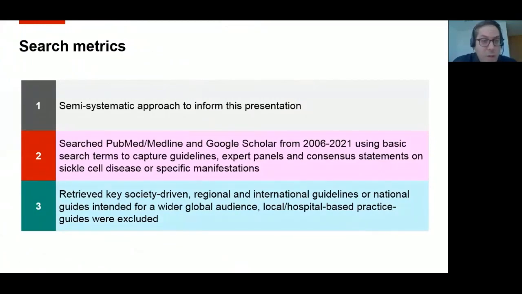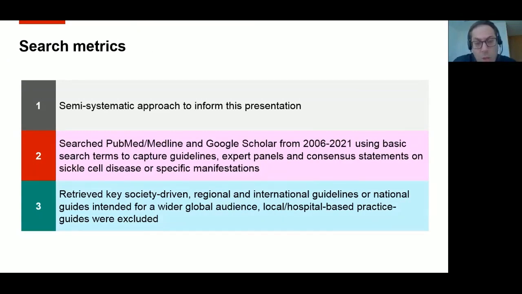So just to give you a sense of the search methodology that I used to identify the guidelines to begin with, because we didn't want to do this analysis on predetermined guidelines. So I did what I would like to call a semi-systematic approach to get the main guidelines that are available in the literature at least. And I called it semi-systematic because obviously it was done for the purpose of this presentation to stimulate some discussion about the topic rather than for anything formal or evidence-based.